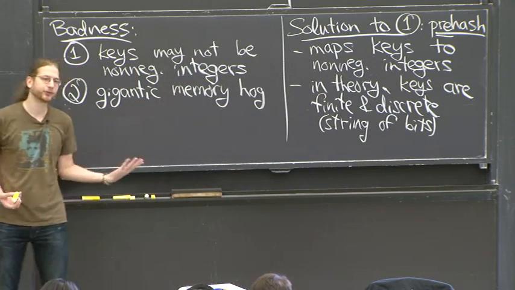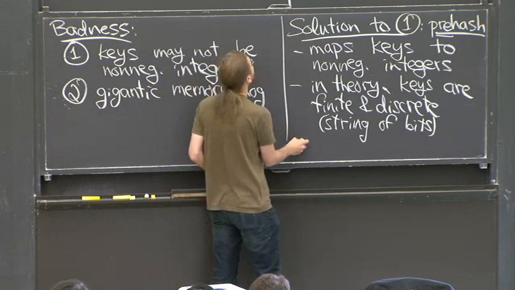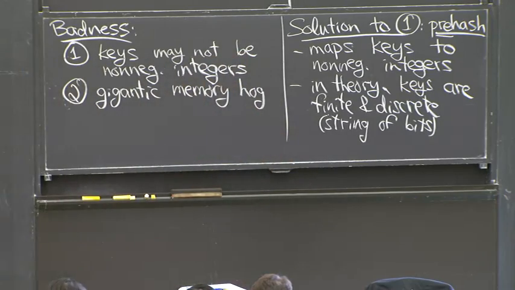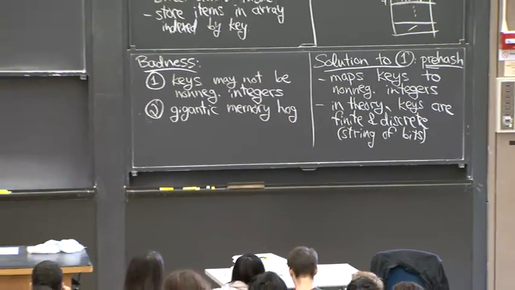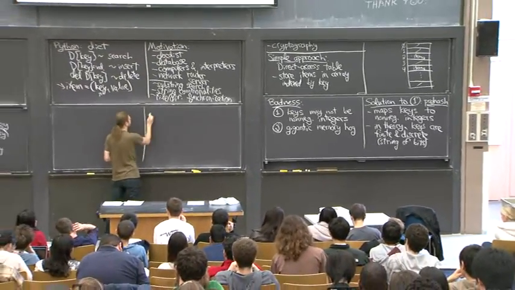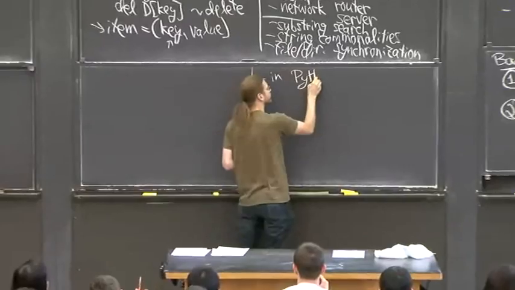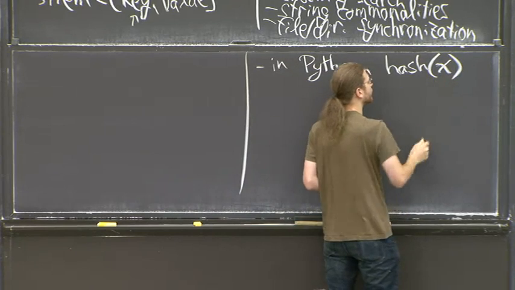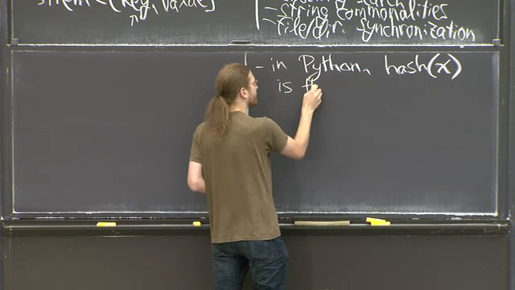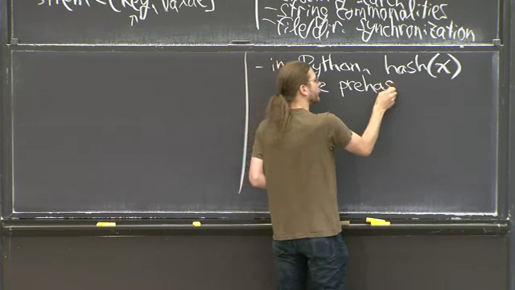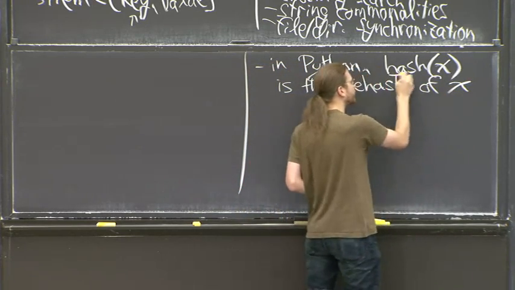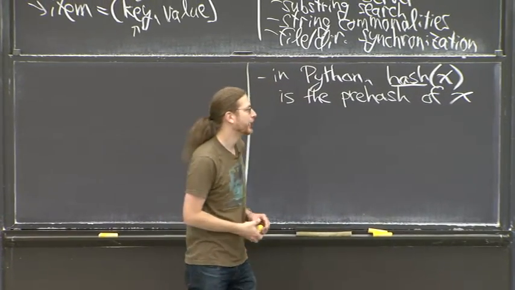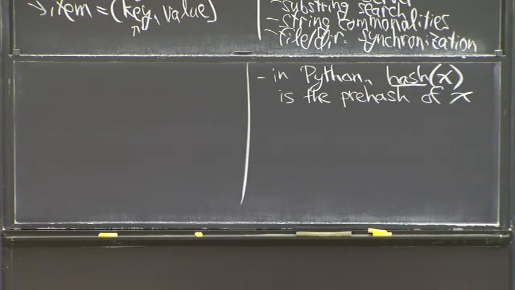Now, in reality, people don't always do this. In Python, it's not quite so simple. But at least you get to see what's going on. There's a function called hash, which should be called prehash. Given an object, it produces a non-negative integer, I'm not sure actually if it's non-negative. It's not a big deal if it has a minus sign, because then you could just use the absolute value and get rid of the sign.